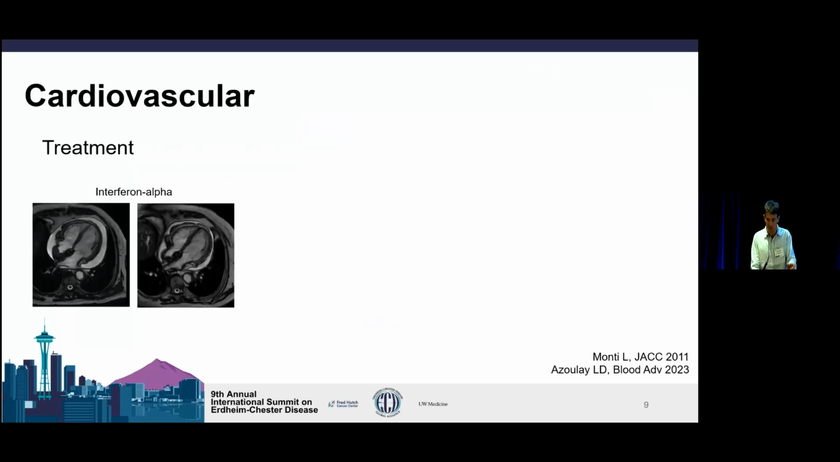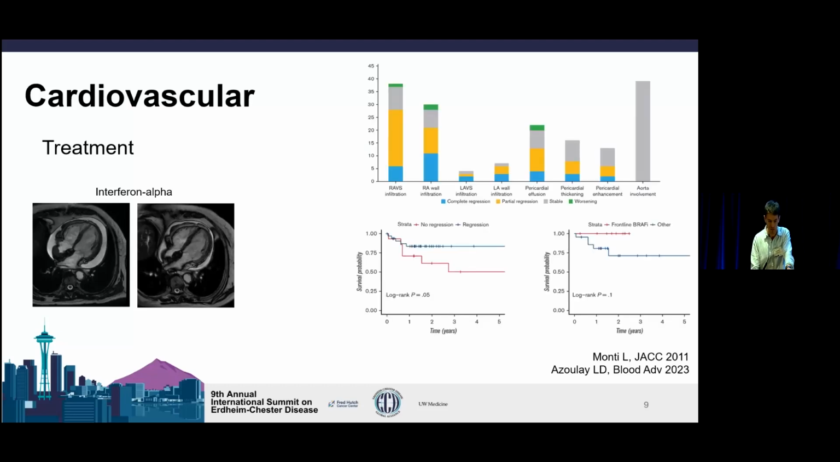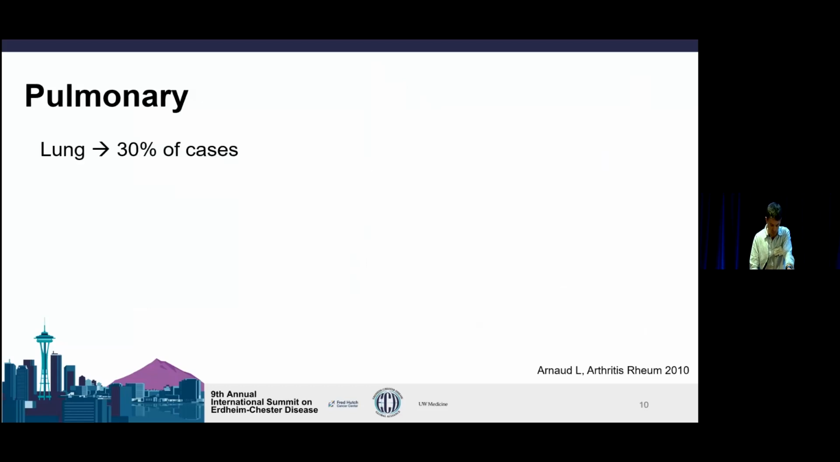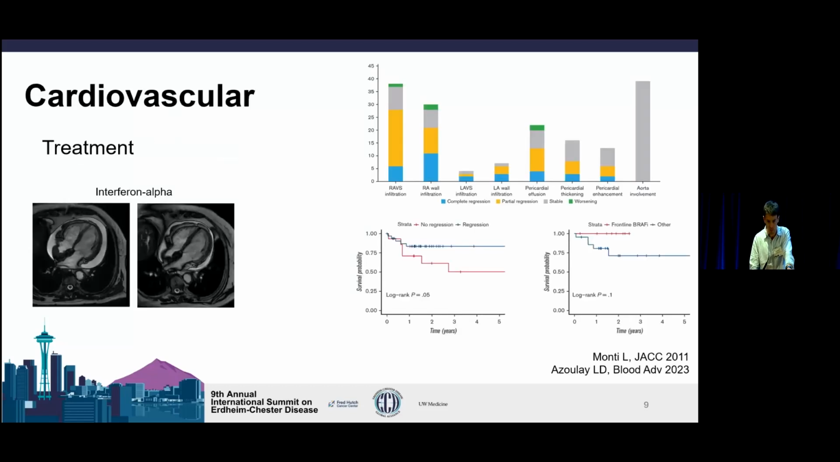I just say a brief something about treatment. This is just one of the first report of interferon working on cardiac lesion in ECD. But what is new about this is we can't say that cardiac involvement is associated to bad prognosis, but what we do know is if we treat cardiac involvement well, this is associated with good prognosis. So if you have cardiac involvement, you have to treat this aggressively to improve the outcome.